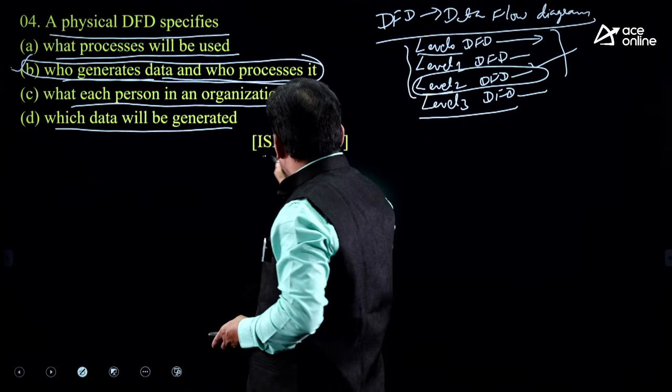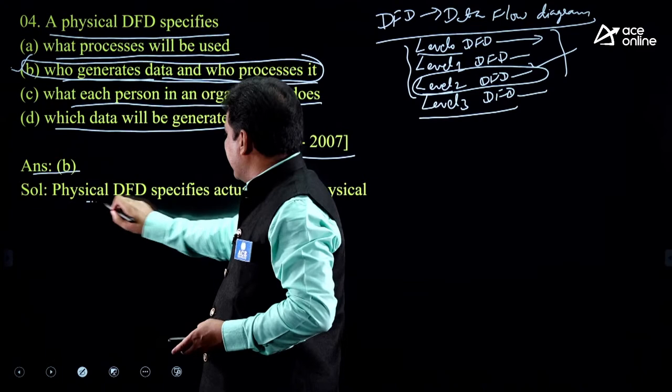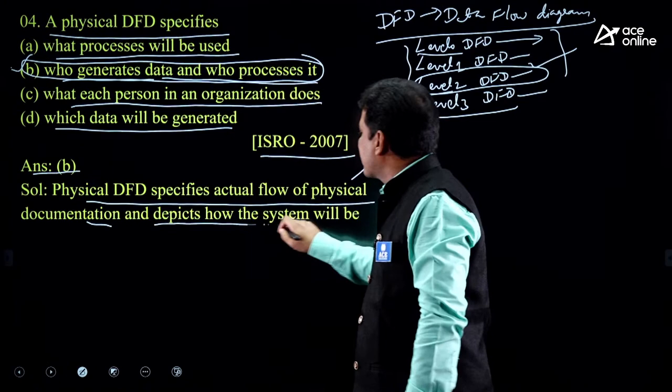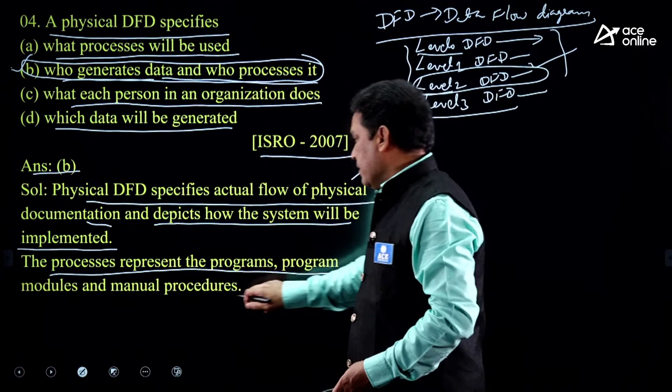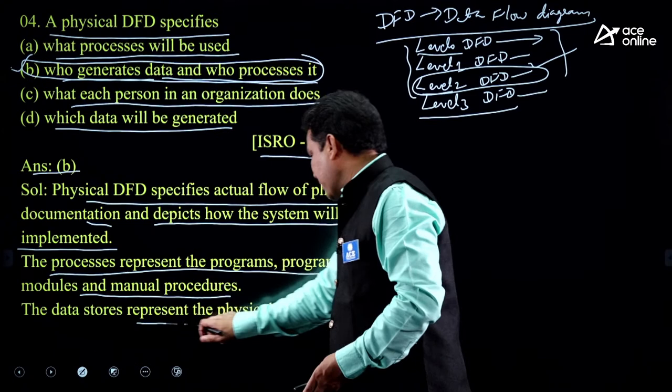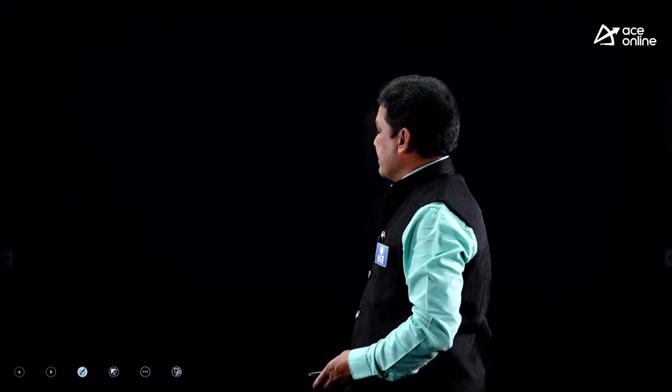Answer is B. A physical DFD specifies the actual flow of physical documentation and depicts how the system will be implemented. The processes represent the program modules and manual procedures. The data stores represent the physical files and databases, manual files.